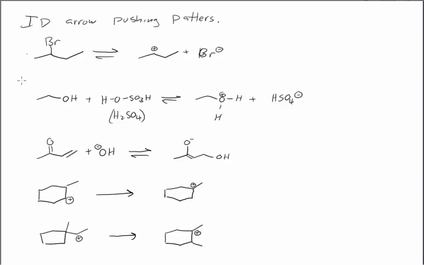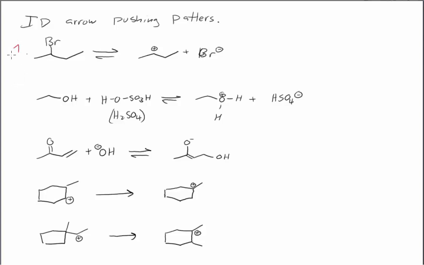Okay, let's get some practice identifying the arrow pushing pattern, and this is going to be similar to the Skill Builder 6.3. So here I've drawn 5 different reactions, and if you want to pause this and take a few minutes to try to identify the patterns, we can then work through them once you press play again.